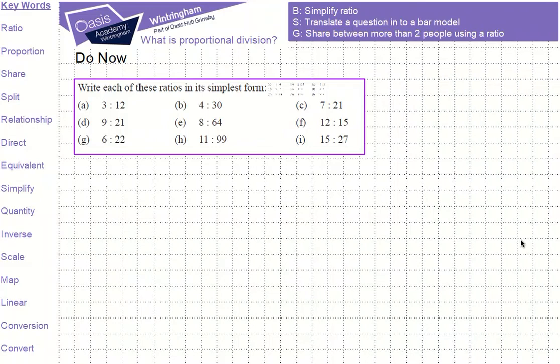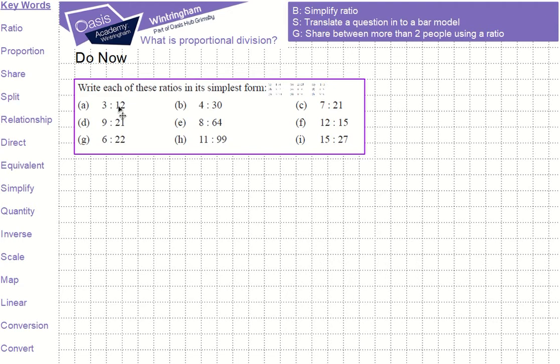Hello, today we're going to learn about proportional division. We need to be able to simplify a ratio, translate a question into a bar model, and share between more than two people using a ratio.